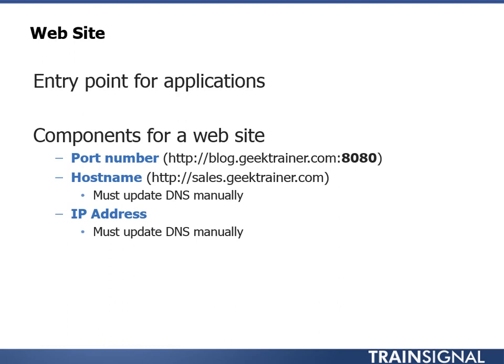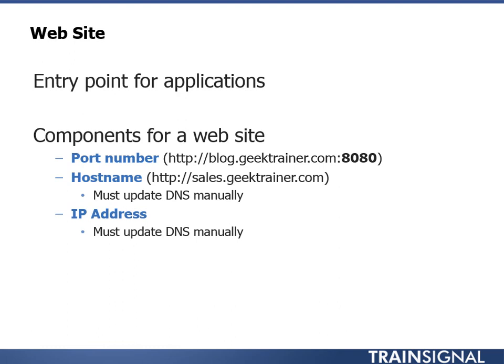First of all, in IIS, for us to be able to serve up any page at all, we need to create what's known as a website. And our website is going to be the entry point for different applications. We can basically create as many websites as we might want, as long as each one of them differs based on one of three things: the port number, the host name, or the IP address.